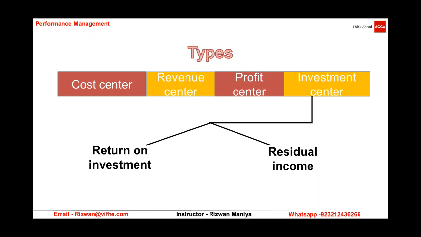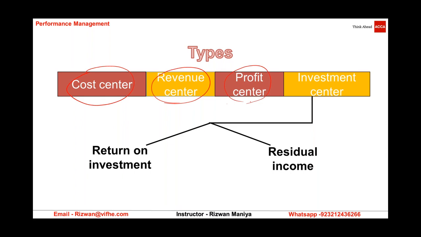So first I want to discuss ROI and RI with you people. Now, there are four types of centers. One is a cost center. A cost center is responsible for cost. A revenue center is responsible for maximization of revenue. A profit center is responsible for maximization of profits.